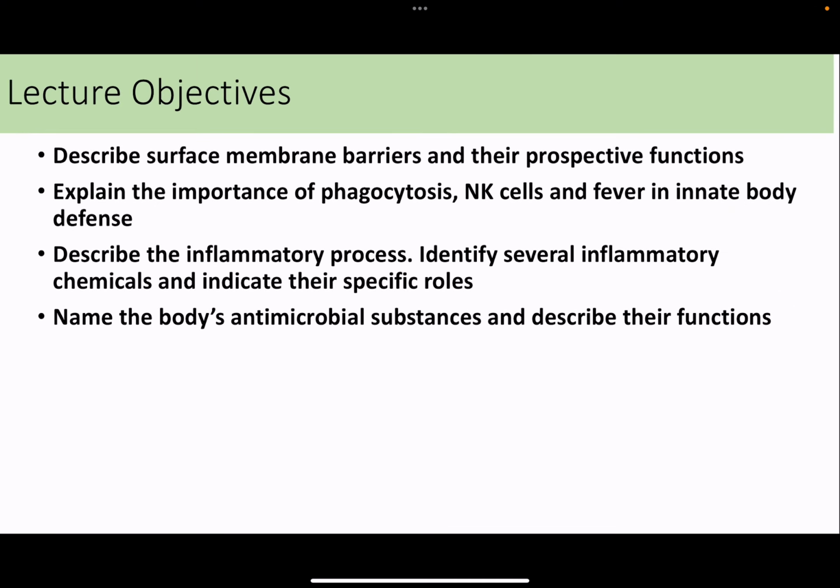We'll also talk about the inflammatory process, which should be reviewed, but we'll go into a little bit more detail. And we'll identify several inflammatory chemicals and indicate their specific roles. We'll name the body's antimicrobial substances and describe their functions as well.